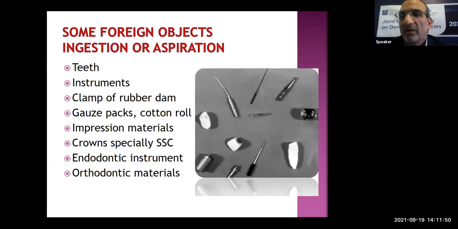Some foreign objects that we see in this slide are teeth, instruments, clamps of rubber dam, gauze packs, and cotton rolls. Some of them are slippery. Some of them are very small and may fall. Also impression material, crowns, especially stainless steel crowns, endodontic instruments, and orthodontic materials and other things like brackets and bands.